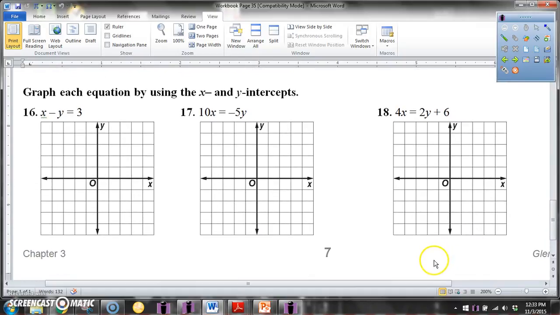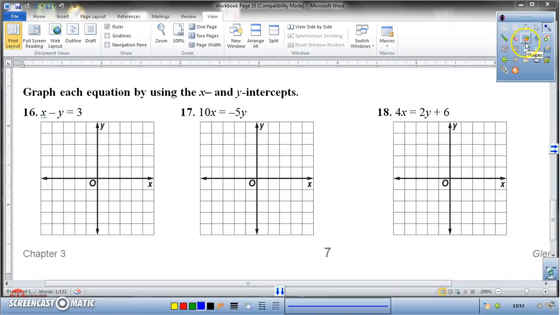Okay, so now I'm still graphing, but I'm doing it by finding the intercepts. To find intercepts, we're plugging in 0 for x and y. And we talked yesterday about how you can take your thumb and cover up whichever variable that you're plugging 0 in for.